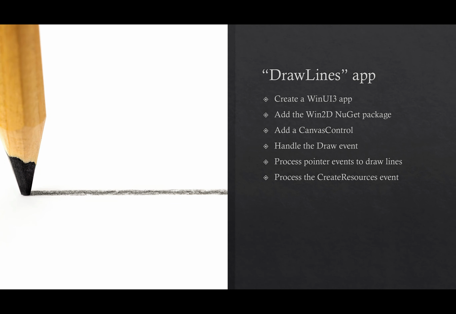So in this video, I'm going to create a very simple app called Drawlines. And just to walk you through the steps we're going to take here, I'm going to first use Visual Studio to create the app from using the WinUI3 template. Then we'll add the Win2D NuGet package to the app so that we can use Win2D features. We'll add the Win2D canvas control to our app. We'll handle the draw event so we can draw some stuff to the canvas control. And then we'll process pointer events to draw lines when the user clicks or touches the canvas. And finally, I will process the create resources event, and I'll explain what that means.